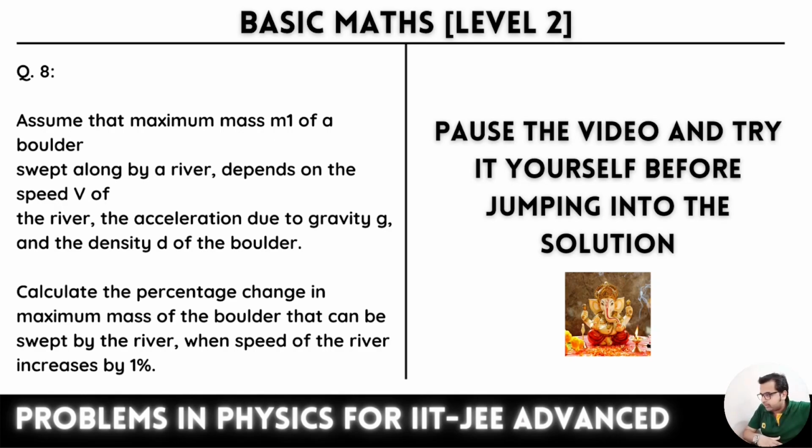It is swept along by a river, and it depends on the speed v of the river. The river is also moving with the speed v, acceleration due to gravity g, and density d of the boulder, meaning that stone. Now you have to calculate the percentage change in maximum mass of the boulder that can be swept by the river when the speed of the river increases by 1%. Okay. Please pause the video and try it yourself before jumping into the solution.